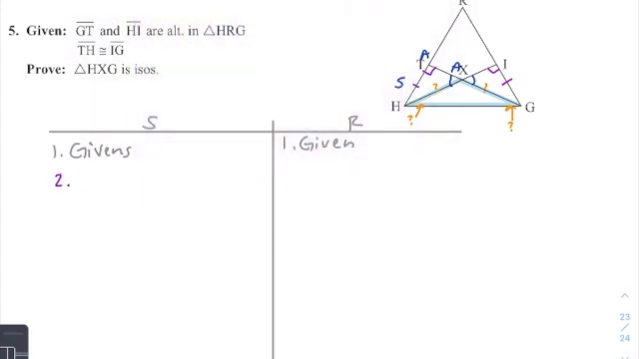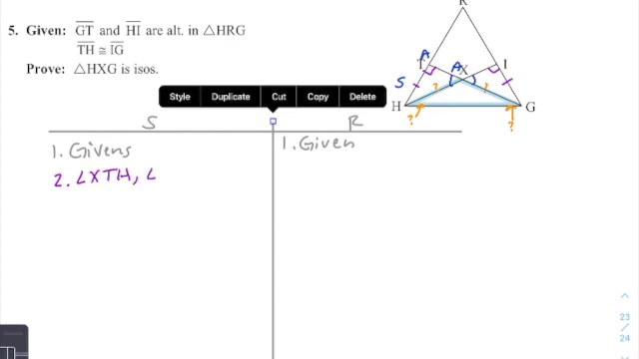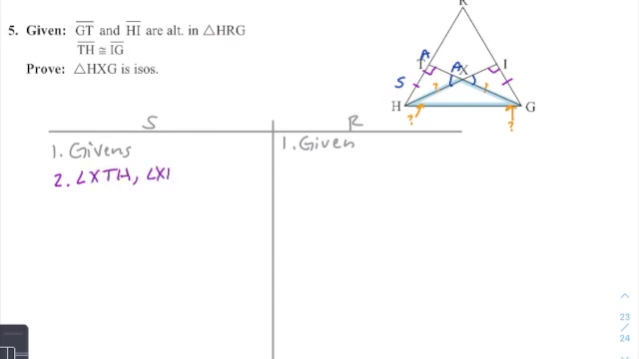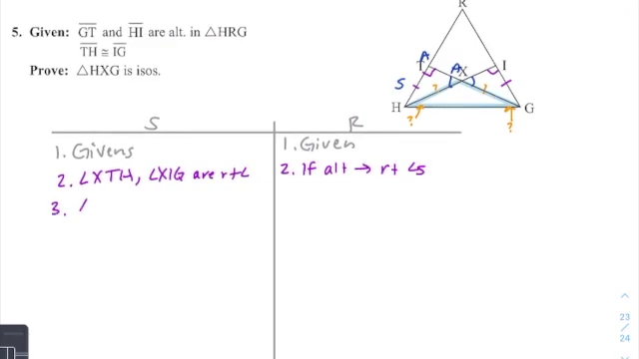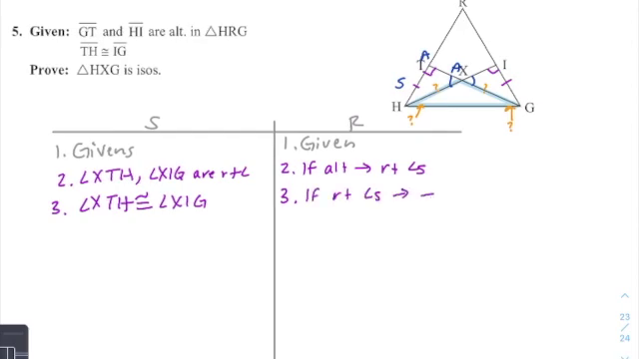So with the right angles first, that would be angle XTH and angle XIG are right angles. So it'd be if altitude, then right angles. And then we can prove them congruent. So here we actually need to prove them congruent because we're using them not as just a right angle, but as a set of congruent angles. So angle XTH congruent to angle XIG. So that would be if right, then congruent.